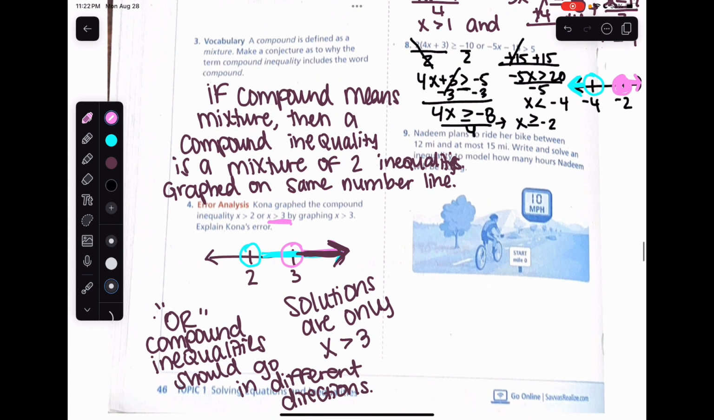And finally, we have number 9 here, and that'll be the end of our notes for today. All right, Nadim plans to ride her bike between 12 miles and at most 15. Okay, write and solve an inequality to model how many hours Nadim will be riding. All right, so here in the picture, they tell us that she's going 10 miles per hour. It's probably going to be 10h.